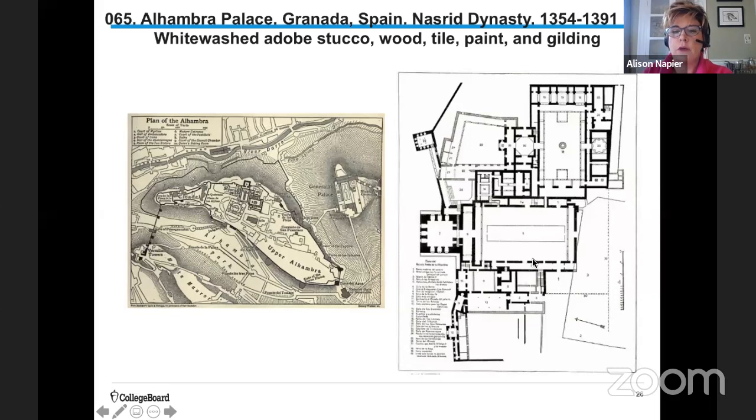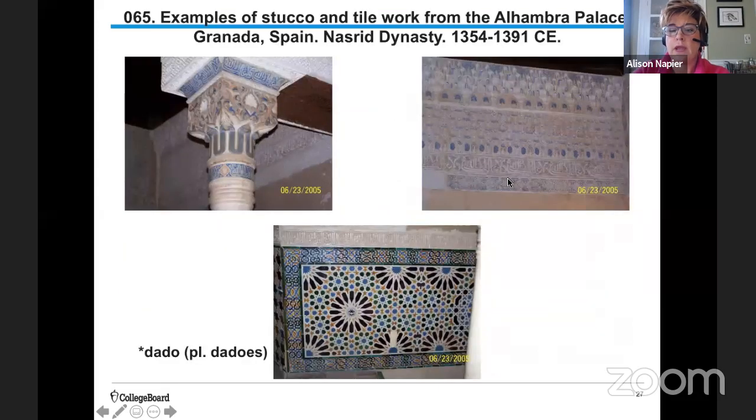Charles V, who will come in after his grandparents, Ferdinand and Isabella, take the region back from the Muslims, will come in and add a 4th palace in his reign. So when we look at the decorative work in the Alhambra, again, we see lots of calligraphy.